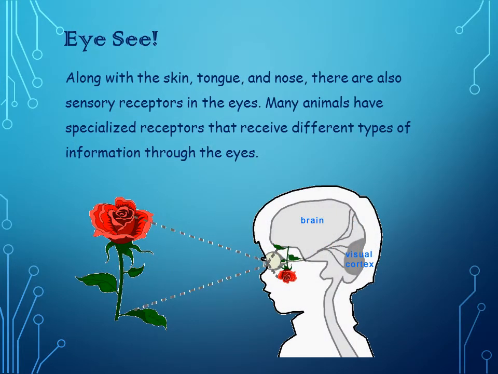From the previous lessons, you learned about the receptors in your skin, in your nose, and in your tongue. And along with those parts, there are also sensory receptors in the eyes. Many animals have specialized receptors that receive different types of information through the eyes. And grade 4, let me mention again the meaning of sensory receptor. Please remember that it is a special structure that recognizes a stimulus or a change in the internal or external environment of a certain organism. Do you know that other animals see colors differently than we do? Yes, sometimes in ways we can't even really understand.